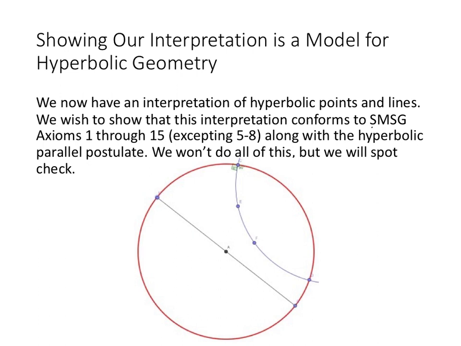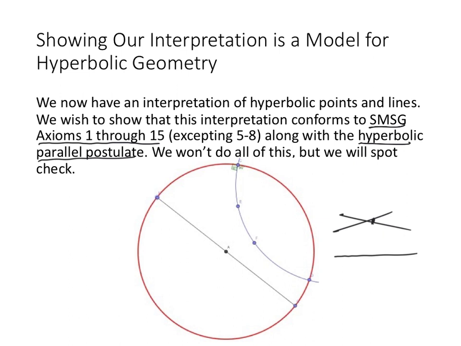Remember that hyperbolic geometry is based on the SMSG neutral axioms, that is, axioms 1 through 15, together with the hyperbolic parallel postulate. The hyperbolic parallel postulate says that if you're given some line and some point external to the line, then there are at least two lines passing through that external point that are parallel to the original line. Now we can build a giant theory for hyperbolic geometry, just as we have done in the past for Euclidean geometry.